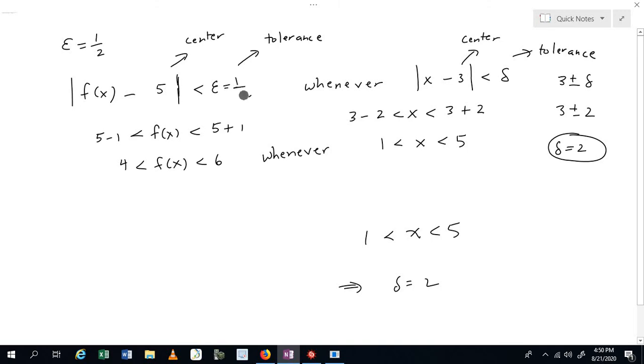5 is at the center, and I have a tolerance of a half. So we're talking about f of x being trapped between 5.5 and 4.5, 5 plus 0.5 and 5 minus 0.5. Let's write that down. That's 4.5 to 5.5. Now, for this epsilon, I have to find the corresponding delta over here. Let's see if we can find it.